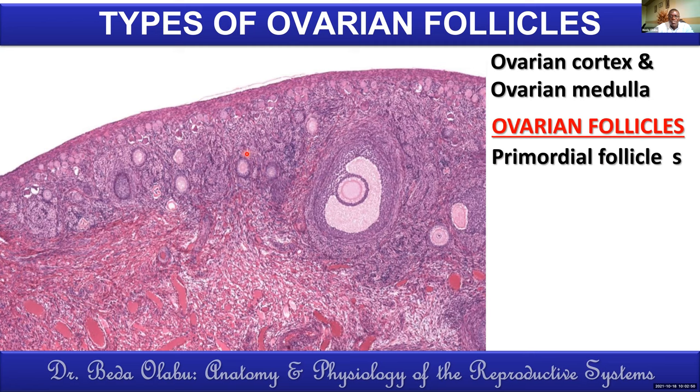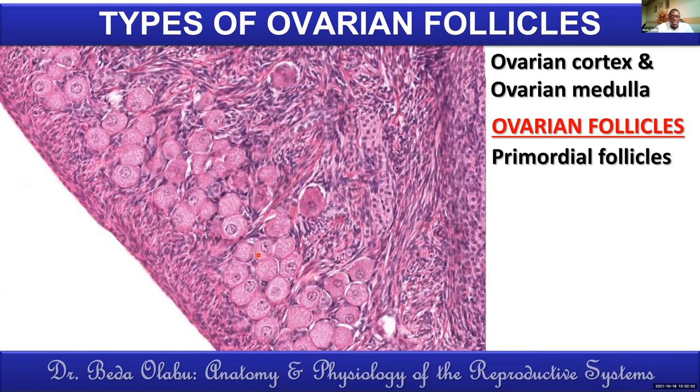The most primitive form of the follicles is what you call the primordial follicle. They look like this. They tend to exist in groups, and they are just subcapsular. Primordial follicles consist of the oocyte, usually a primary oocyte, surrounded by one layer of squamous cells. The one layer of squamous cells is what we are calling follicular cells.